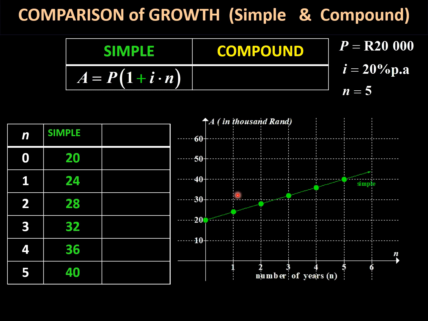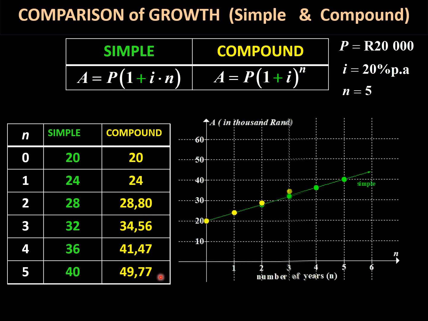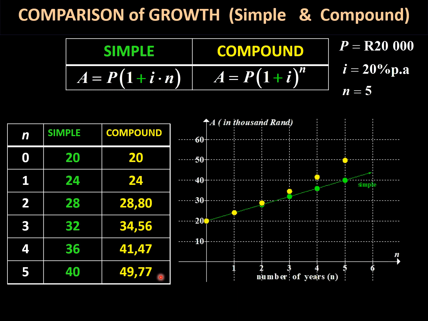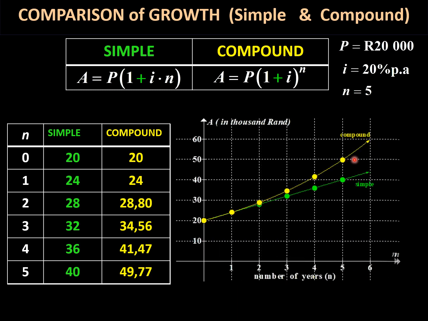Let's look at compound growth. We substitute those values. We start off with our 20, the same amount for the first year, but you see the amount increases because it's compounded. Let's get a visual picture of that. The first year it was the same, and then it grows. That is not a linear relationship. This is referred to as exponential growth. So you see there's a big difference between simple growth and compound growth.